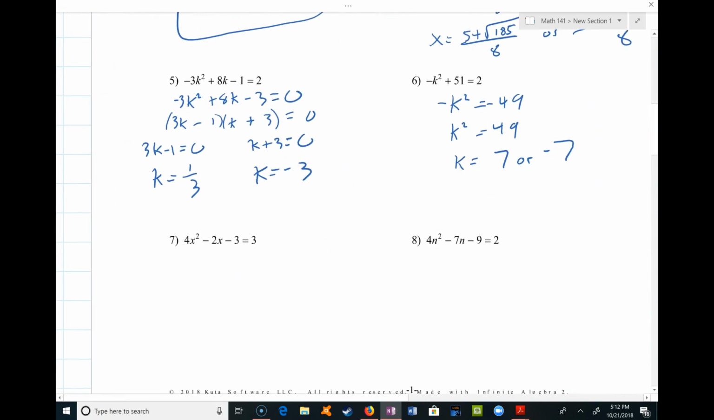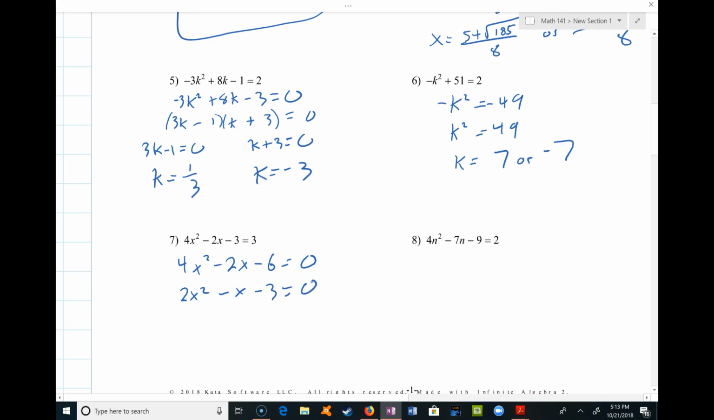There's another one that's not equal to 0. Got to get it equal to 0 first, so I subtract 3 from both sides, and I get 4x squared minus 2x minus 6 equals 0. And I notice I can divide everything by 2. So I divide both sides by 2, and I get 2x squared minus x minus 3 is equal to 0 divided by 2 is 0.